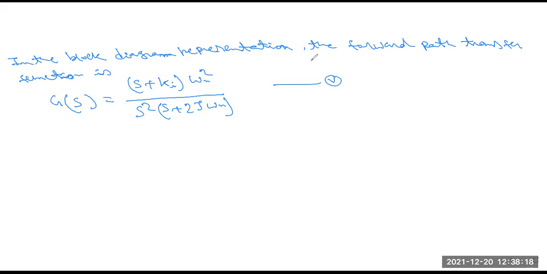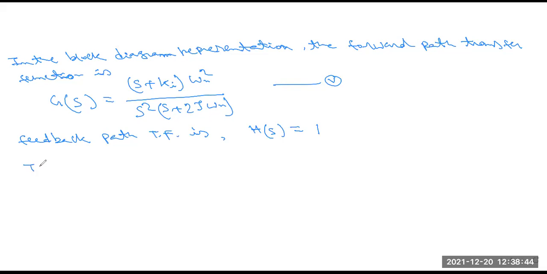Okay, sir. Okay, so we conclude the class, that is the transfer functions. So now the feedback path, we know that here the feedback is a unity feedback, that means the feedback path transfer function is, we know the value of feedback factor, that is H(s) equals 1.